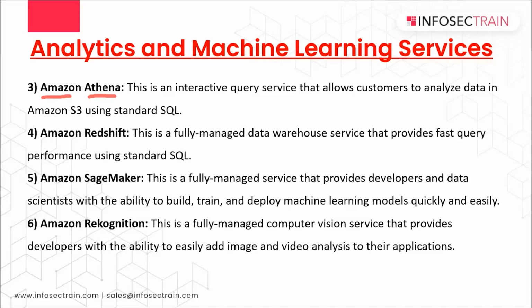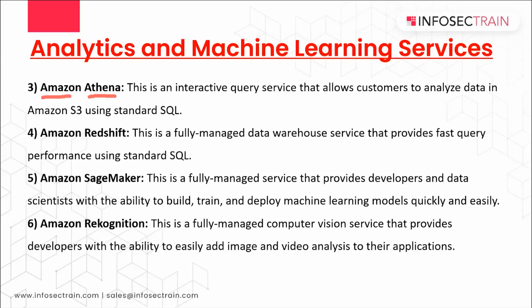Then we have Amazon SageMaker. This is a fully managed service that provides developers and data scientists with the ability to build, train, and deploy machine learning models quickly and easily. Like a GPT, it is also a kind of model. With any task you give it, it will respond with something. So you can use Amazon SageMaker to build, train, and deploy those kinds of models.